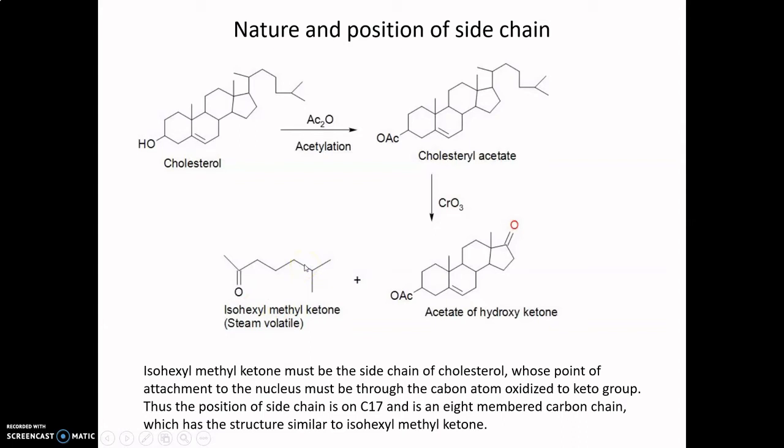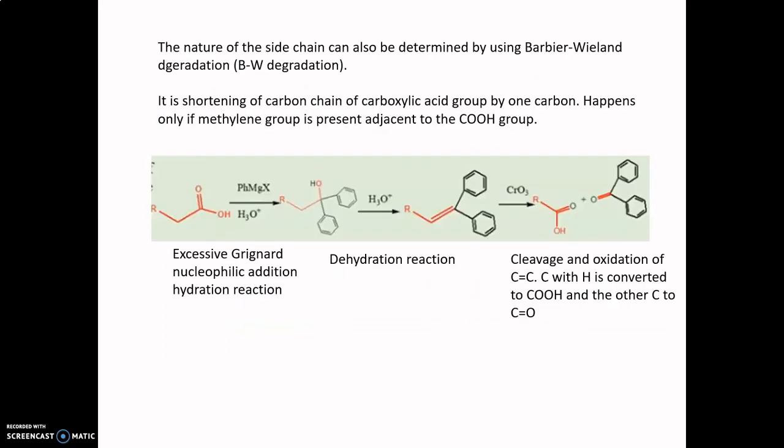Alright, so now we have established that the position of the side chain is on carbon 17. This point is also proved by the selenium distillation, where you get Diels hydrocarbon. You can refer back to that particular point and add that to this. Now let us look at how we establish the nature of the side chain. To establish the nature of the side chain, we are going to use a degradative method called Barbier-Wieland degradation.